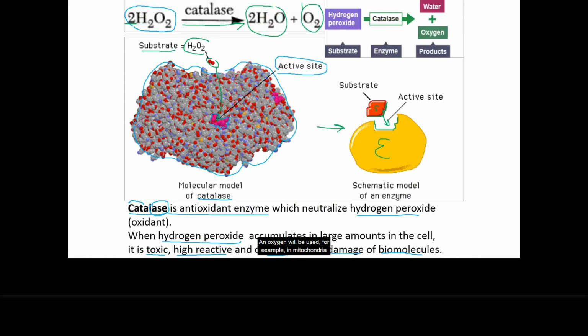And oxygen will be used, for example, in mitochondria to produce energy. And water, our cells can use. It's a neutral molecule. It will not damage our cells. So again, this is how our body neutralizes and removes this extra amount of hydrogen peroxide, which is toxic in a large amount, with the help of catalase, a catabolic enzyme, an antioxidant enzyme. And here it also shows a diagram of how this is all done.